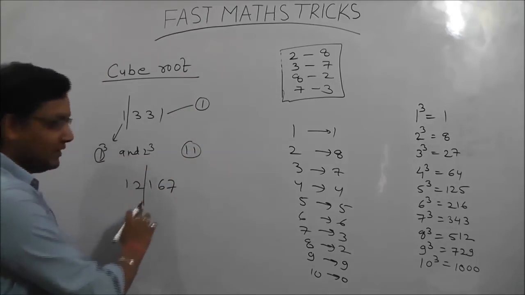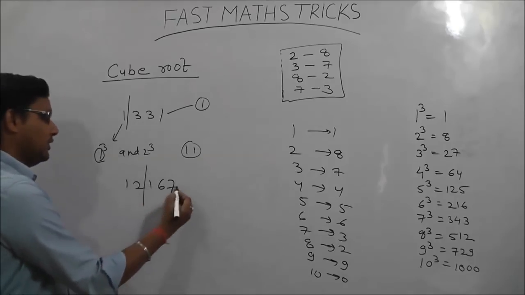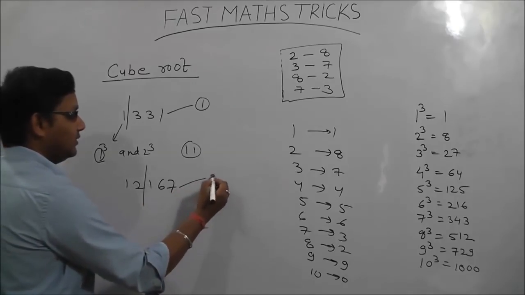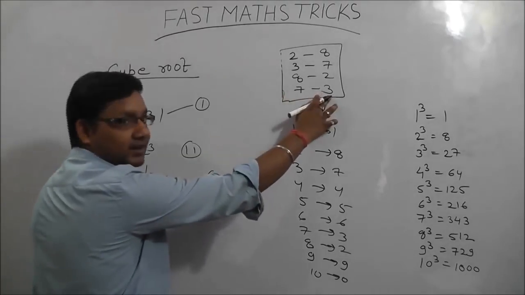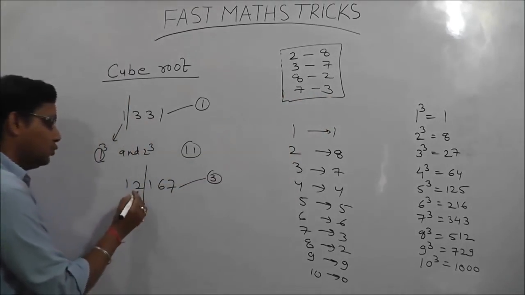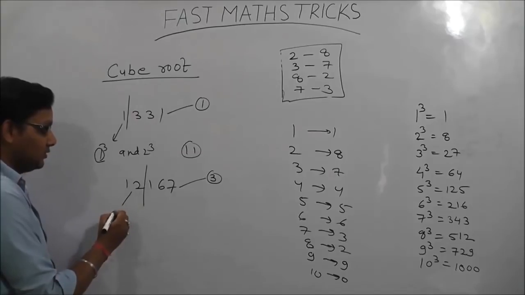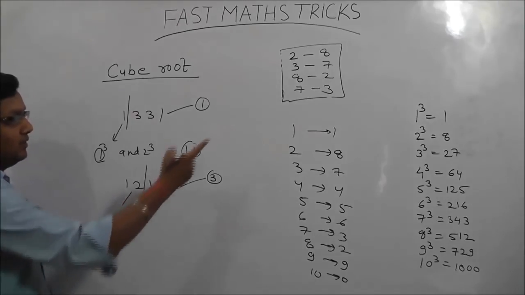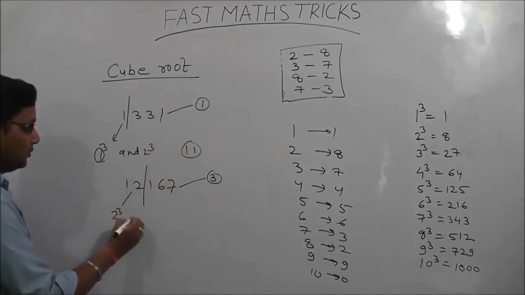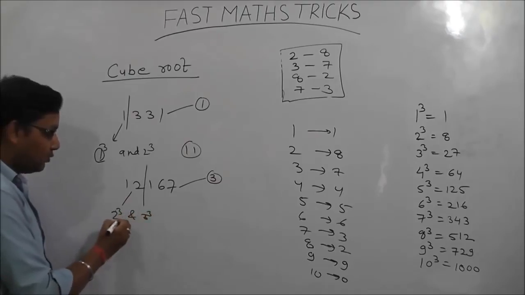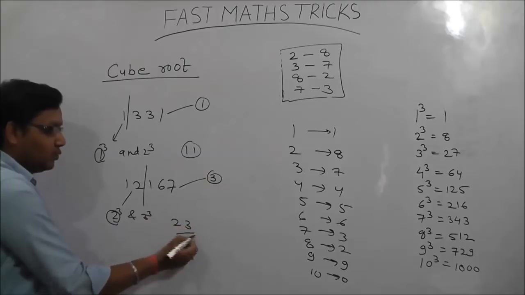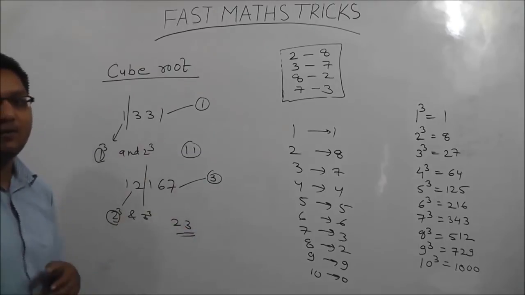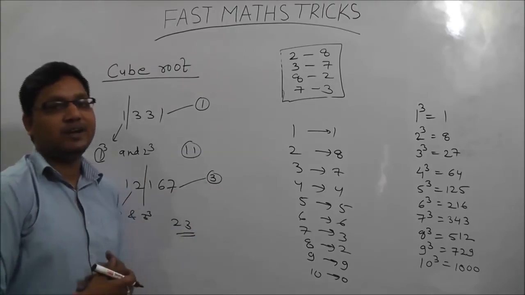Now let's take one more example. We have to put a line after 3 digits. A number ending with 7, so we will get 3. 7 we are getting 3. So 12. 12 lies between how much? 12 lies between, you can see, 2 cube and 3 cube. So we have to take the first number, that is 2. 2 and 3, so the cube root will be 23. In this way, you can find the cube root of any number.